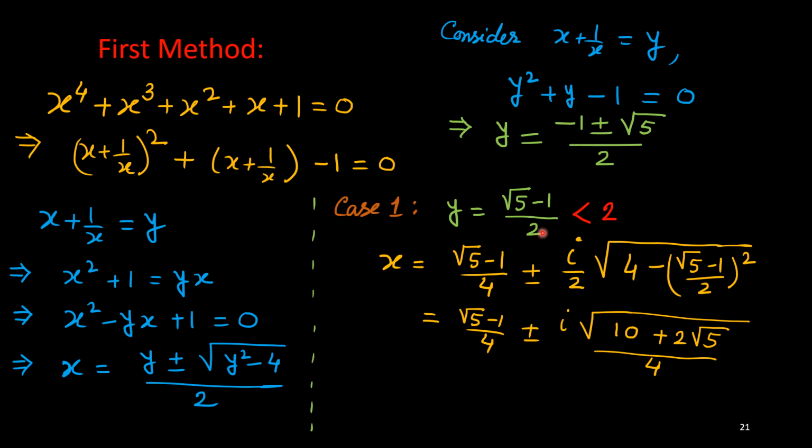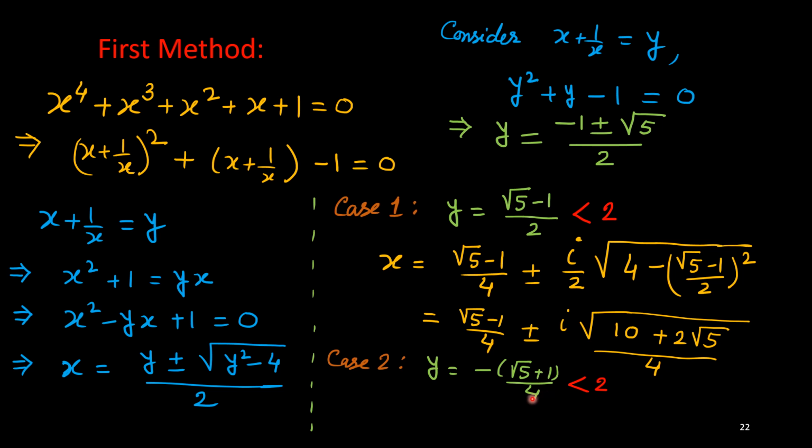Now second case, second value of y, when y equals minus square root 5 minus 1 upon 2. So I am considering its magnitude. The magnitude of y is less than 2. Again, because square root 5 is 2 point something, so 2 plus 1 is 3 point something, 3 point something by 2 is obviously less than 2. Right?